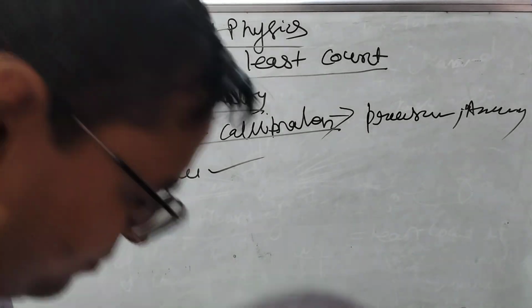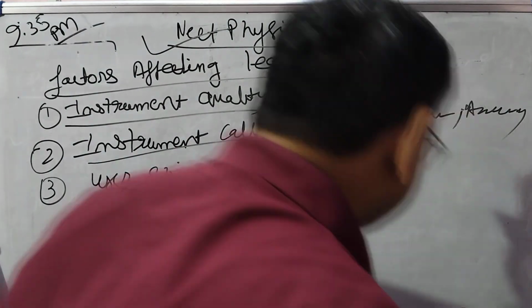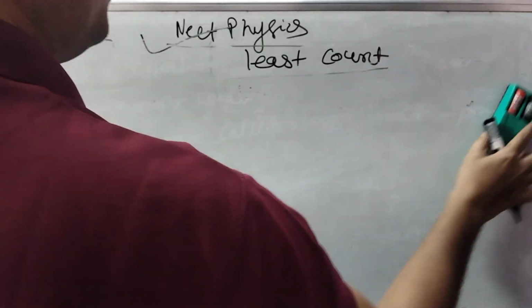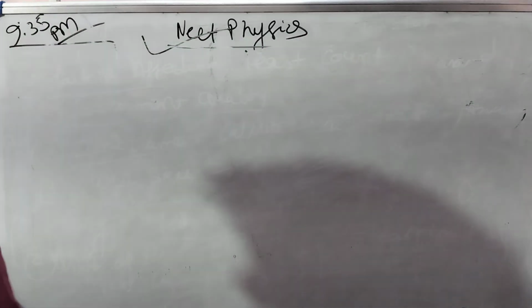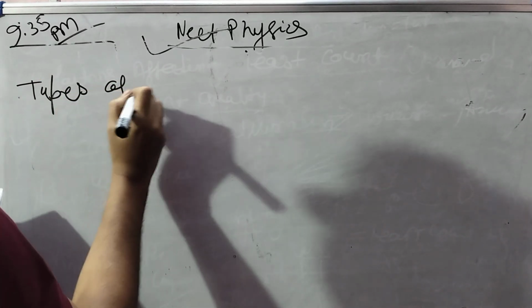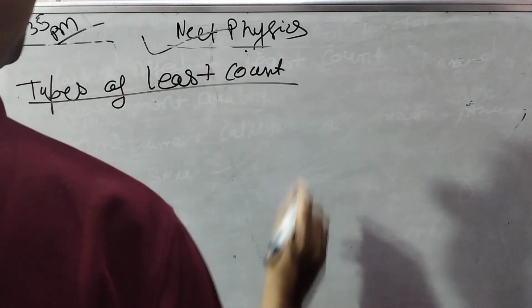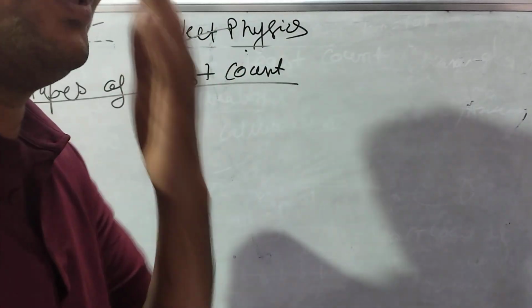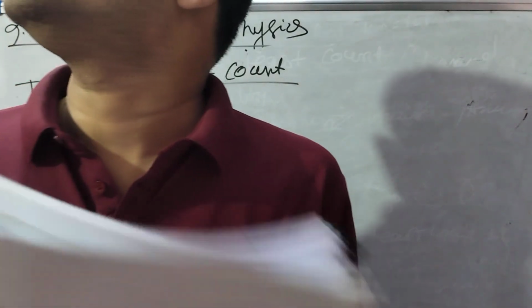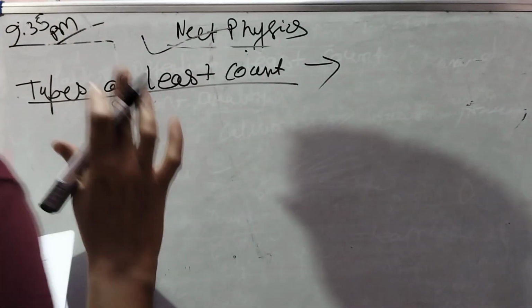Then types of least count. Yes, types of least count. What is the least count of the watch? What is the least count of a simple wall clock? What is the least count of that? Homework for that. Okay, this is your homework.